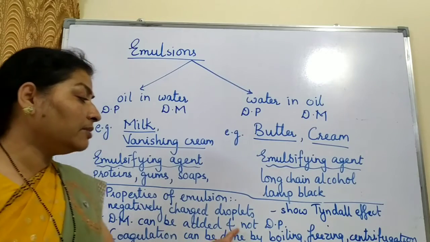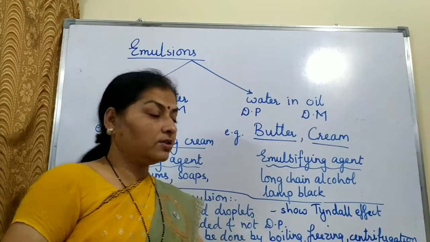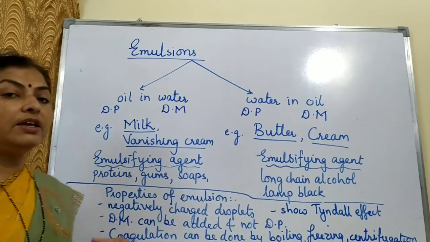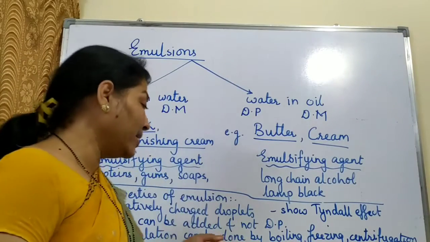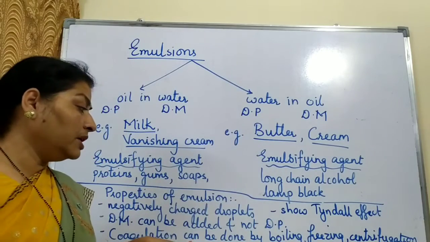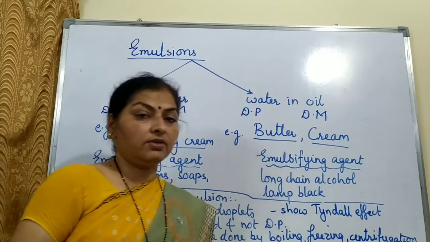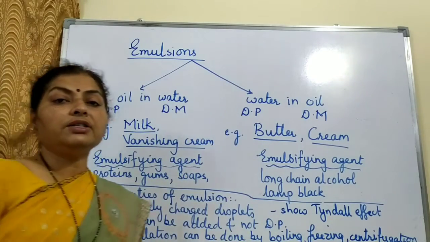Then coagulation can be done by boiling, freezing, centrifugation, etc. In the same way, like how we can coagulate the sol, we can destroy or remove the two phases by boiling, or by freezing, or by centrifugation, etc. So this is all about emulsions.